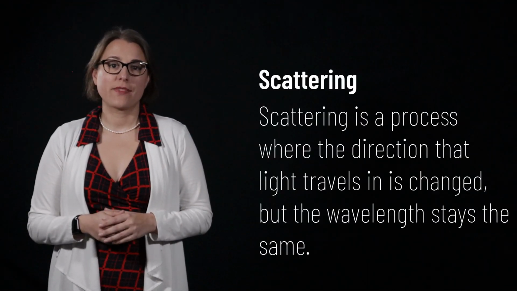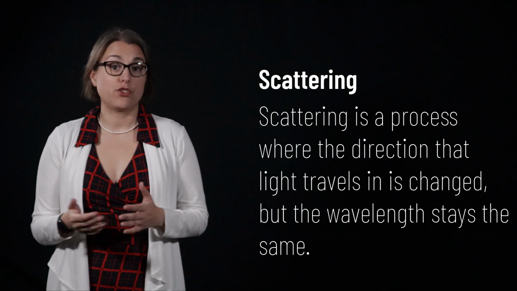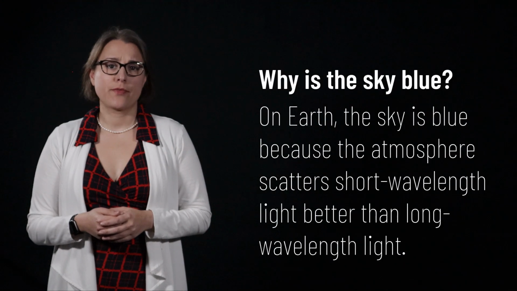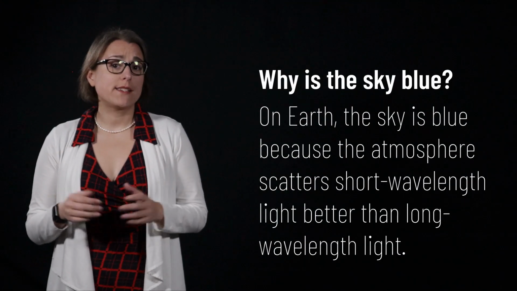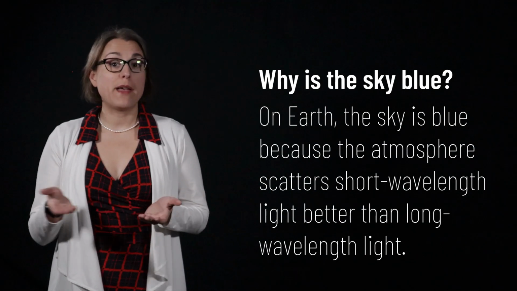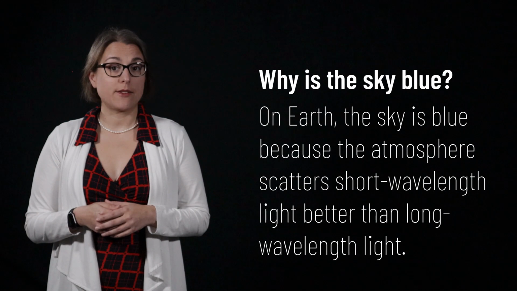Selective transmission, reflection, and absorption explain the colors of most things we see on this planet. But some phenomena require the concept of scattering to explain. Scattering is a process where the direction that light travels in is changed without affecting the wavelength of the light. For example, why is the sky blue on Earth? The Earth's atmosphere is composed of many particles of different gases, as we discussed in Lecture 14.